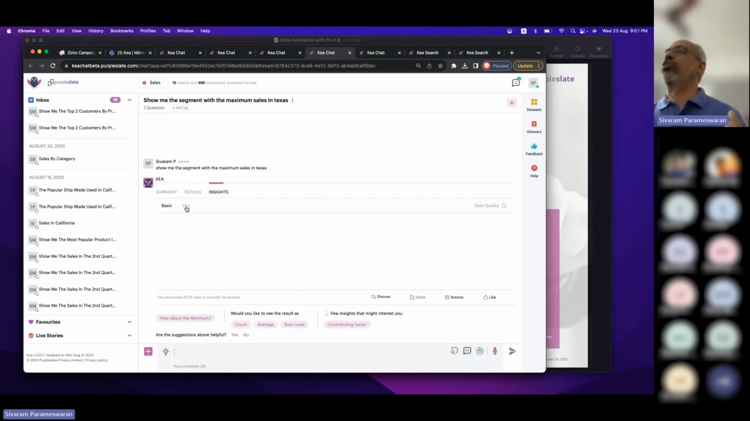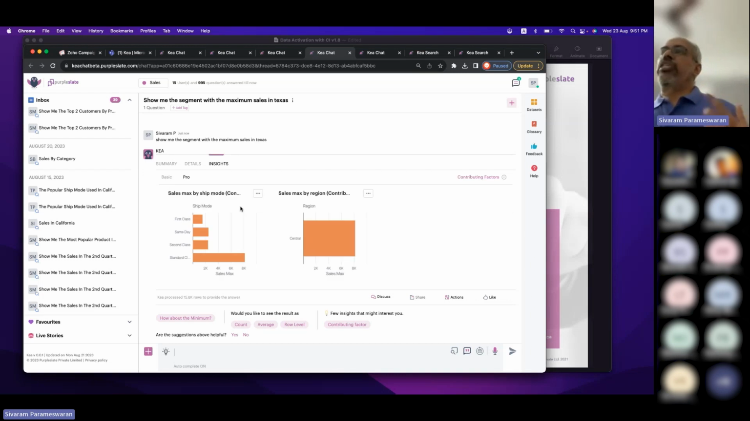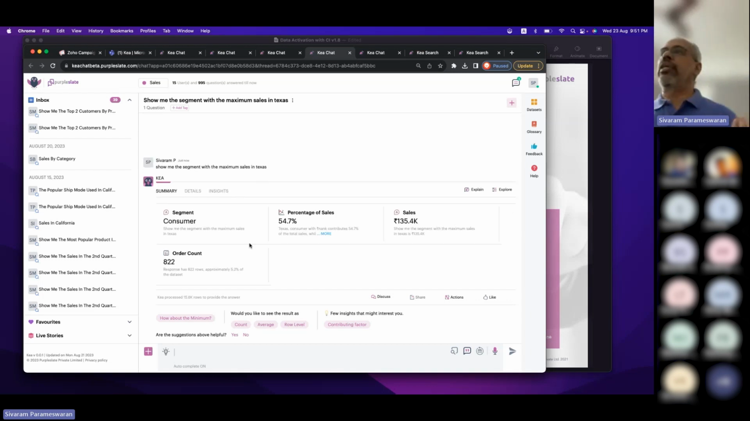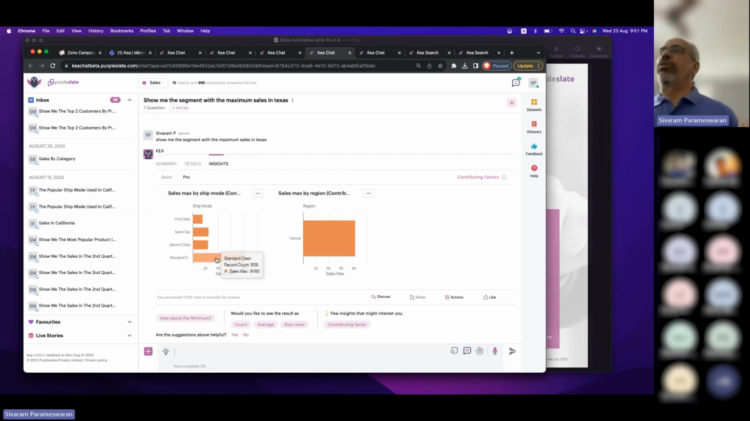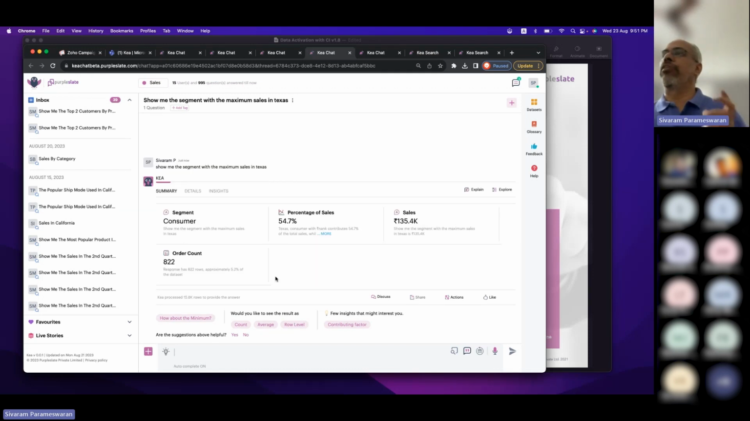In addition to that, it also gives me a whole bunch of insights, not just related to this, but what's within this consumer segment. It tells me how the various shipping modes were used, and that the central region has a significant amount from this particular segment. All these insights related to this question, rather than providing a metric which the users try to interpret to get their answers. Now we are just trying to reverse that.